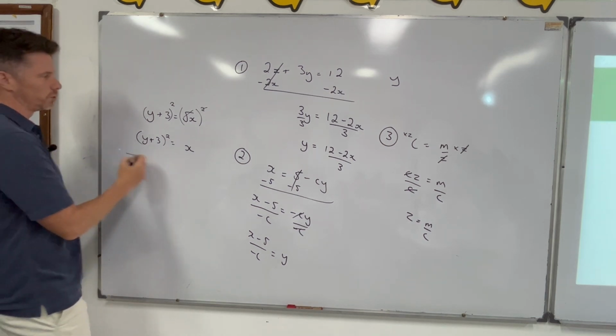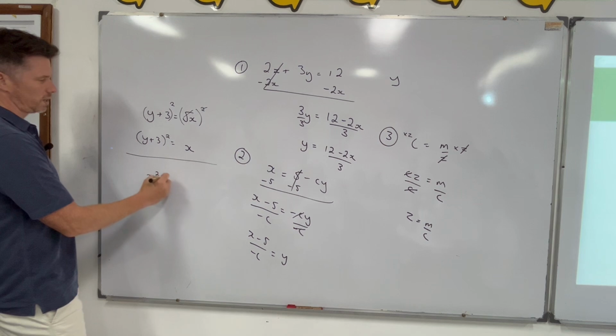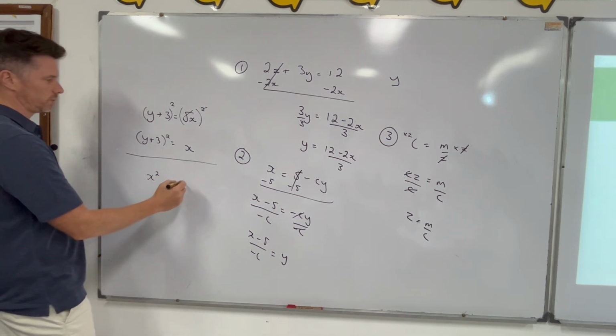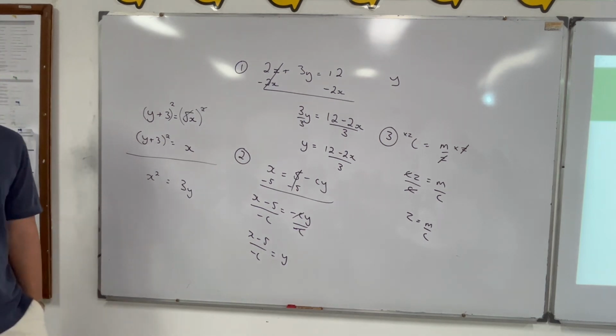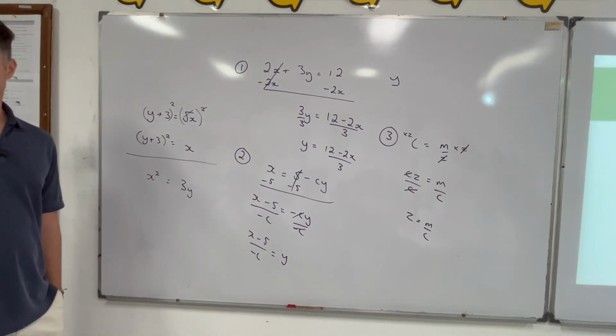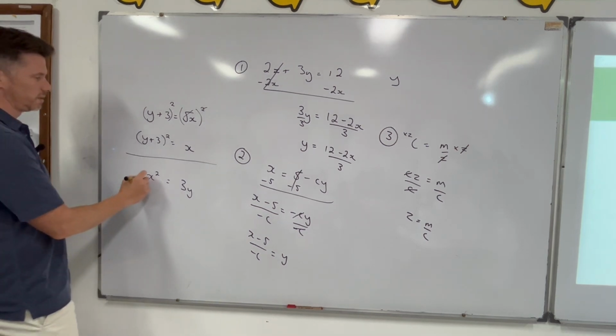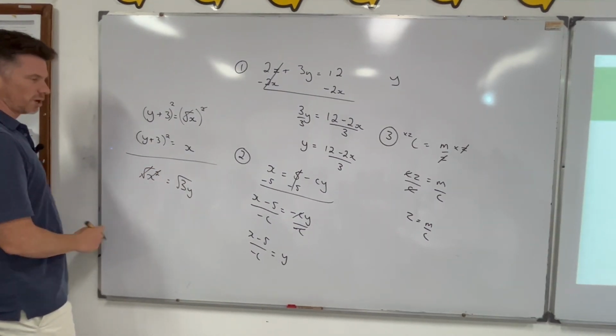What about if I need to undo a square? So if I have x squared, and this is my final step, x squared is equal to, let's say, 3y. And I want to get x on its own. What can I do for a final step here? Square root both sides, the opposite. But just be careful, this is not correct.